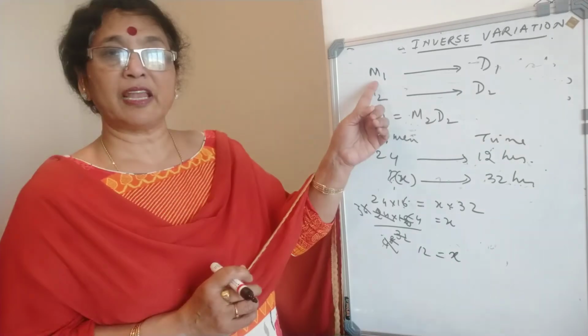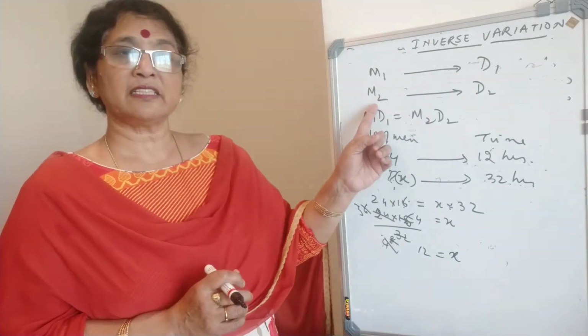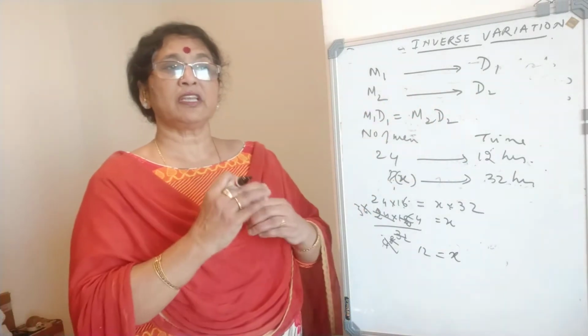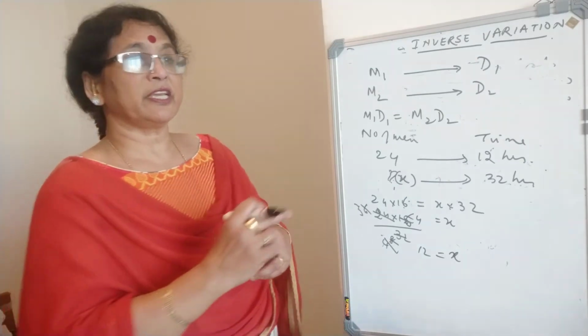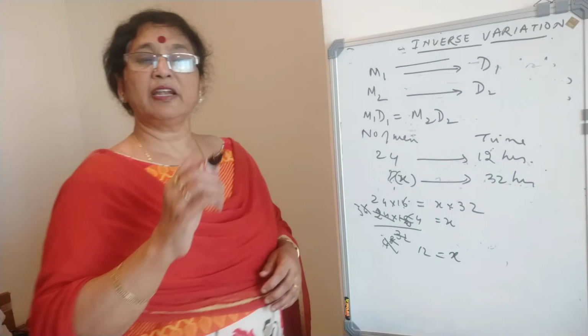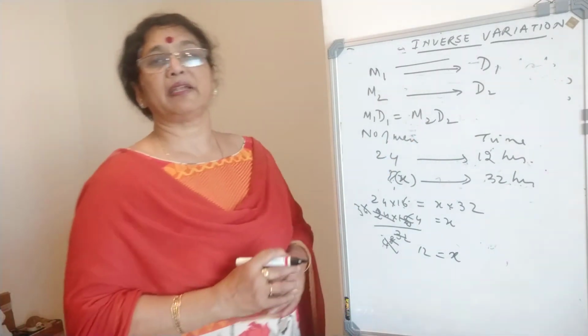Suppose the number of men I take as M1 and say they take D1 days. Second case, another M2 men, they take D2 days. And what is the relation? In inverse variation, this is horizontally, not crisscross now. M1 D1 is equal to M2 D2. Man days is equal to man days.